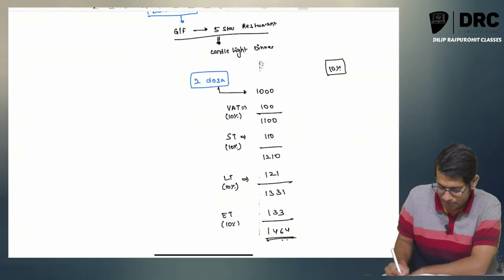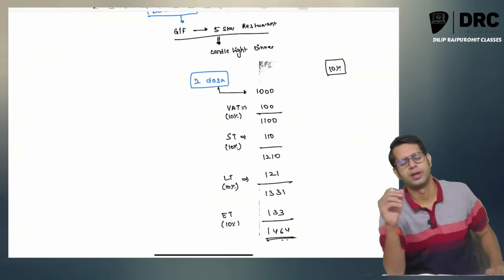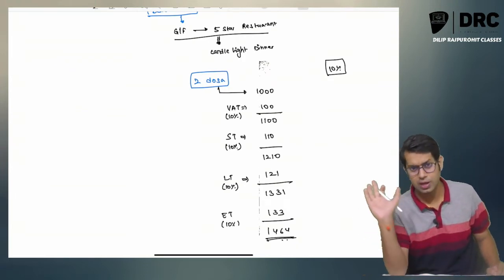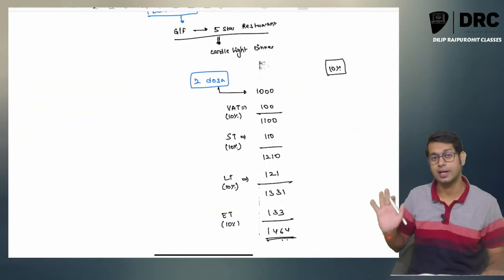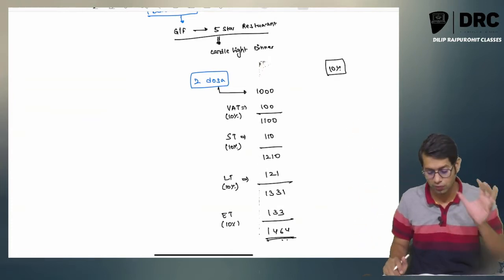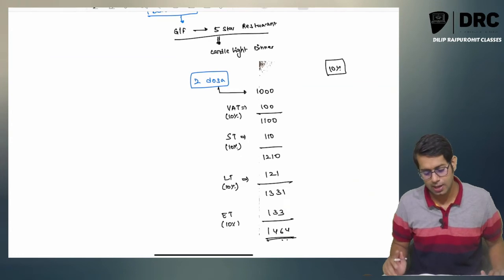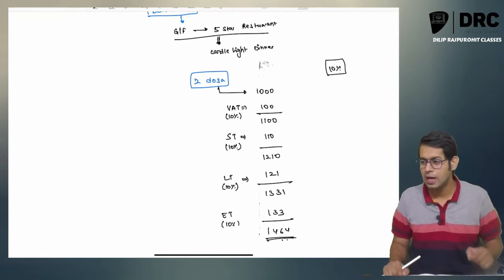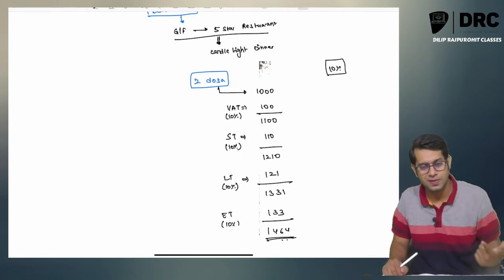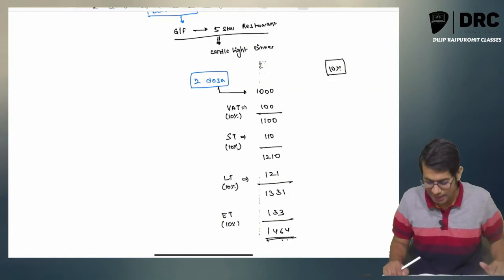1464. Okay, let us stop our tax amounts over here. Basically these taxes were collected. If you had been to a 5-star restaurant before GST came into existence, they would have collected from you VAT, service tax, luxury tax, entertainment tax, etc.